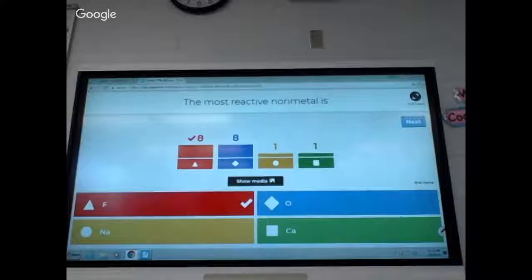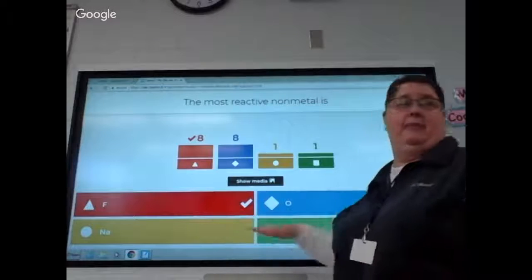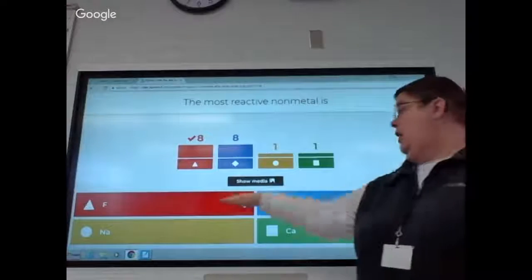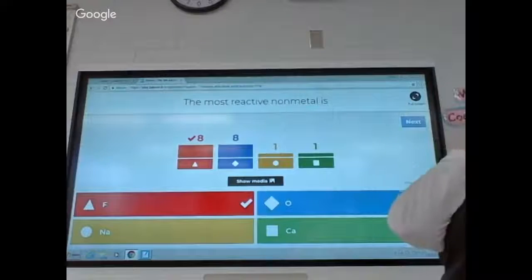Oh, all right. That sucks too. All right. So, how do we decide? First of all, at least the 8 and 8 split are both non-metals. The 2 people who picked sodium and calcium, y'all picked metals. Okay? So the question said non-metal. So these 2 answers are metals. Those can't be the answers. These 2 are at least non-metals, so that's good.